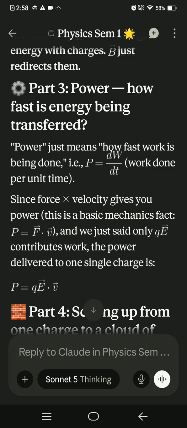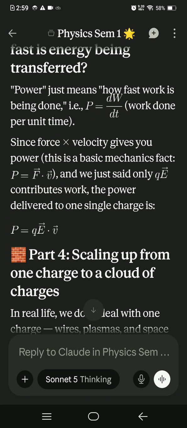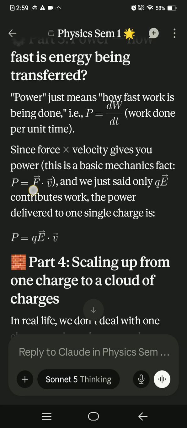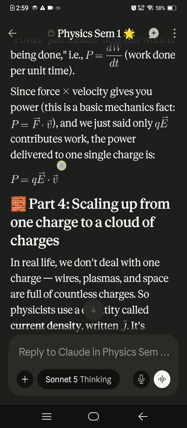This is basic mechanics: P equals F dot V. I don't know why the dot product, but anyway. We just said that only QE contributes work. So the power delivered to one single charge, using only the electric force QE, is QE dot V.